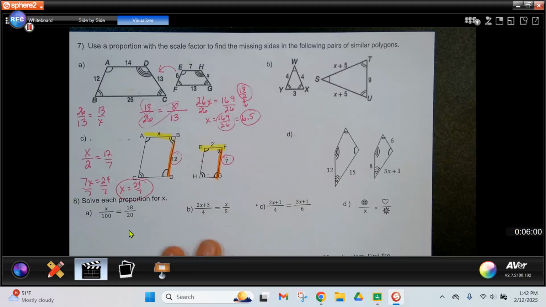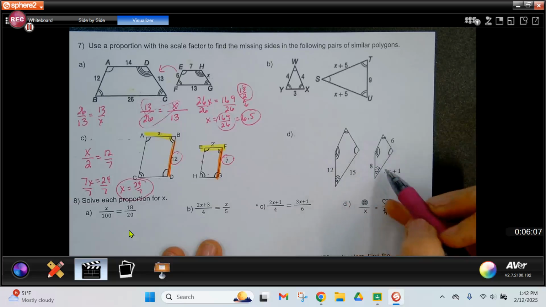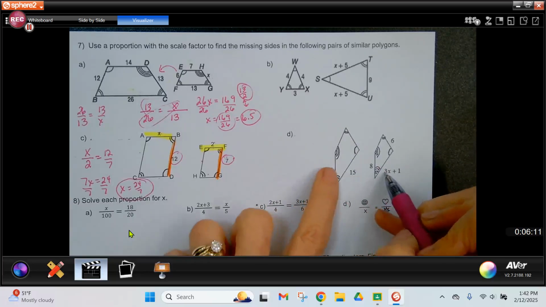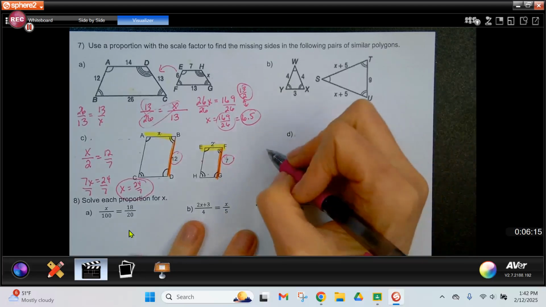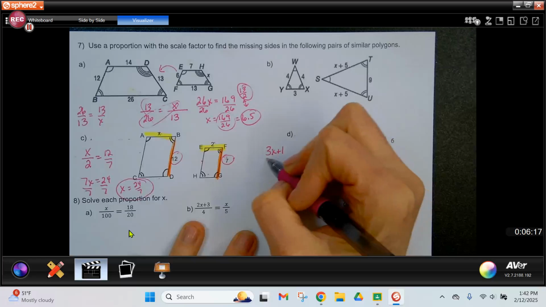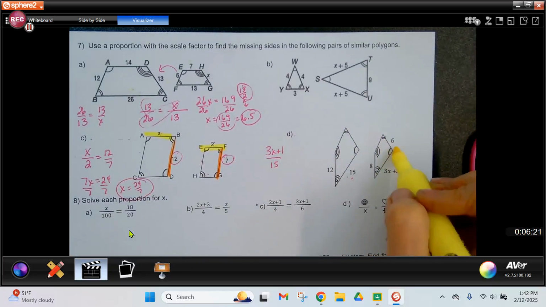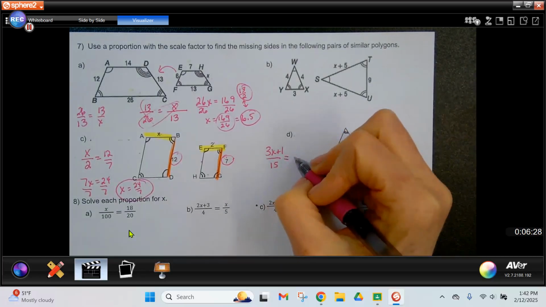Okay, now letter D, I'm going to set it up and you're going to solve it. So we have similar polygons again, corresponding angles. I noticed that the 3x plus the 1 corresponds with the 15. So 3x plus 1, I can write a ratio from 3x plus 1 and 15. And I'm going to set that equal. I'm making a proportion, remember to solve.